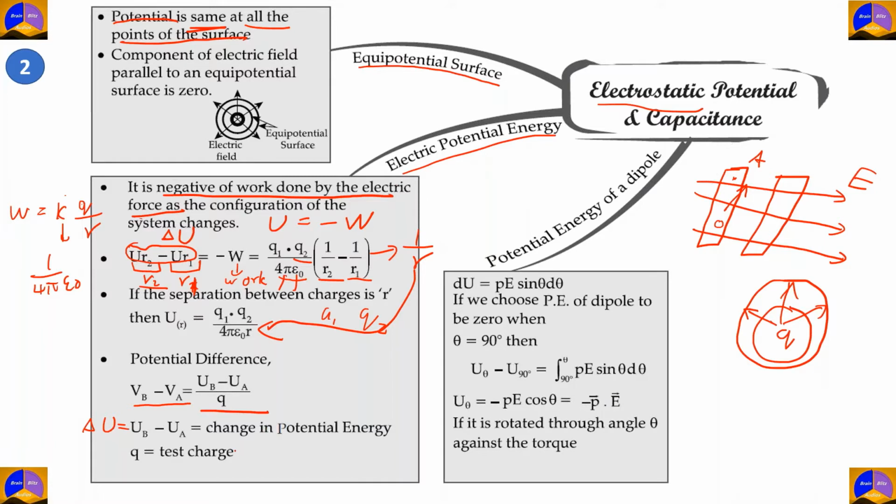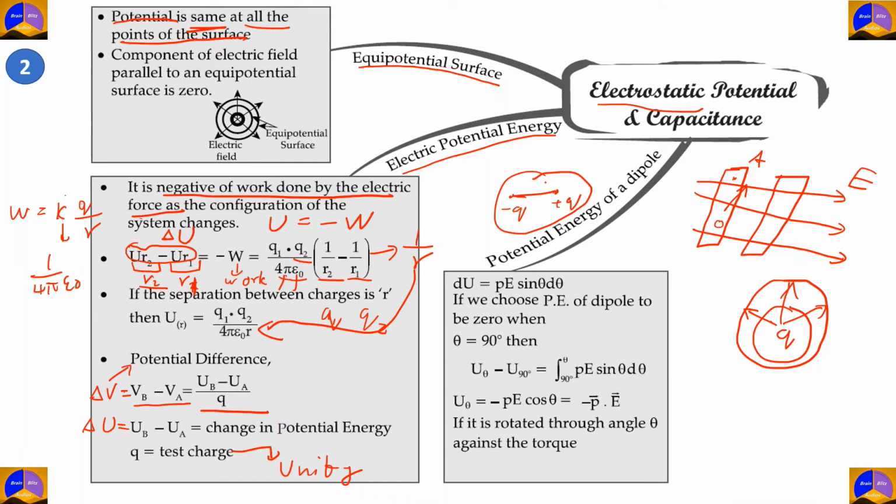It is important to note that in most experiments, the test charge is unity. VB minus VA is delta V, which is potential difference. Now this is due to point charges, Q1 and Q2. What happens when we have to find the potential energy due to a dipole, which has its positive and negative charges separated, but the total charge is 0?